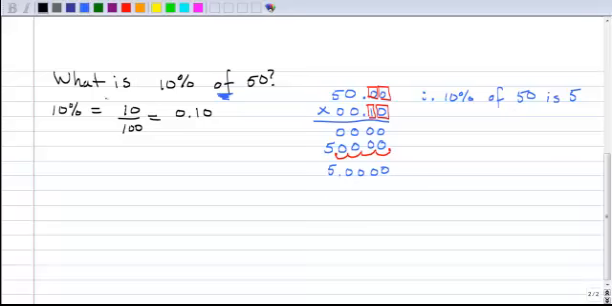So far so good, I hope. Let's try one more, just for fun. So what is 45% of 30?